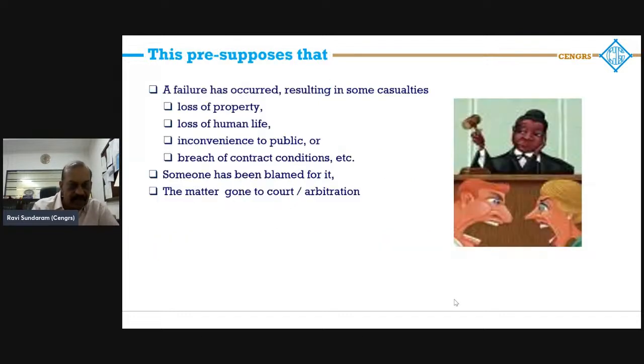So when we talk about forensic, it presupposes that a failure has occurred. It has resulted in some casualties, which may be loss of property, loss of human life, or injuries to people, inconvenience to the public. It may be breach of contract conditions. And finally, somebody has been blamed for it, and the matter has gone into court or arbitration to resolve this problem and to take to task the person who has been the cause of this failure.